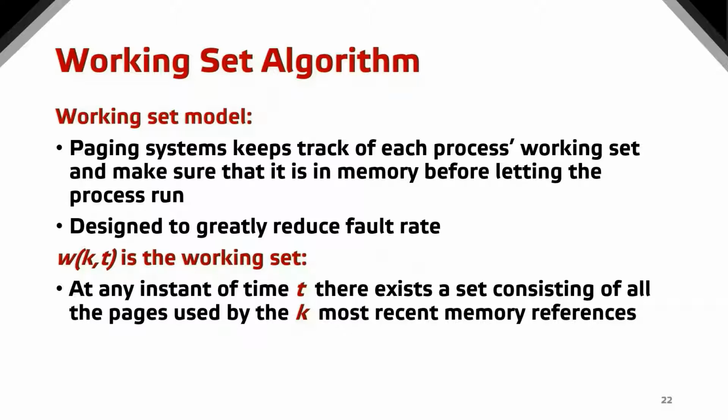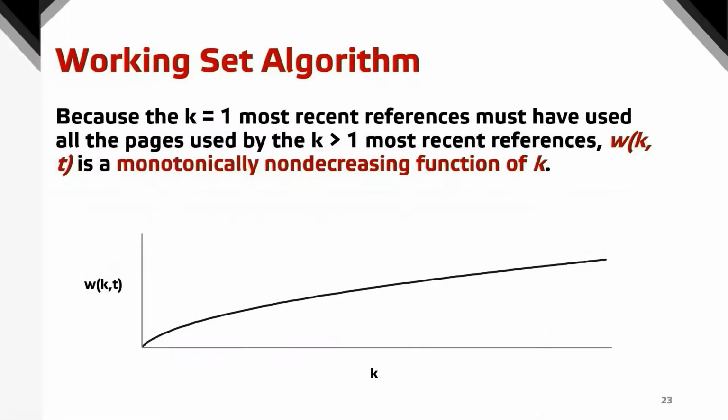Function w is called a working set. It says that at any instant of time t, there exists a set consisting of all the pages used by the k most recent memory references. One can come to the idea that because the k most recent references must have used all the pages used by the k minus one most recent references, and possibly others, the function w is monotonically non-decreasing.